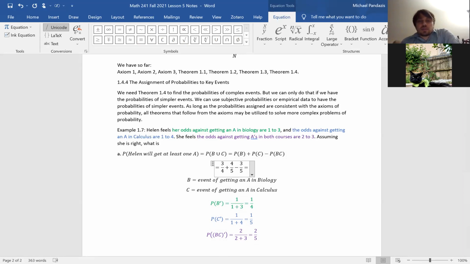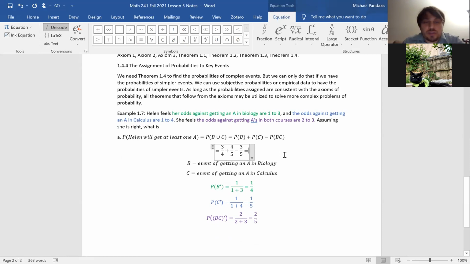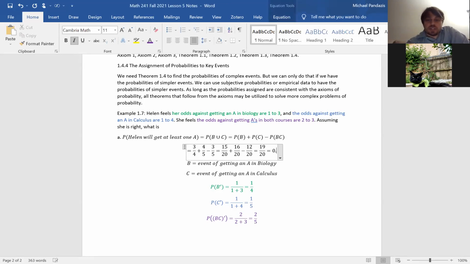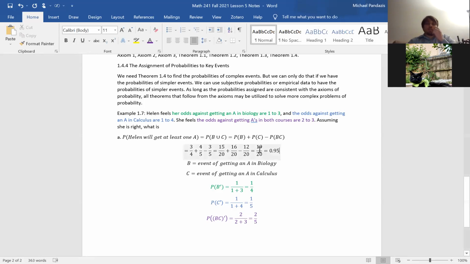And so now you just calculate this. 20ths would be the common denominator. So this is 15/20 plus 16/20 minus 12/20. And if you add those up, you get 19/20. And 19/20 as a decimal is 0.95, because 1/20 is 0.05, and so 19/20 is 1/20 less than 1. So you just take 0.05 away from 1 and you get 0.95.